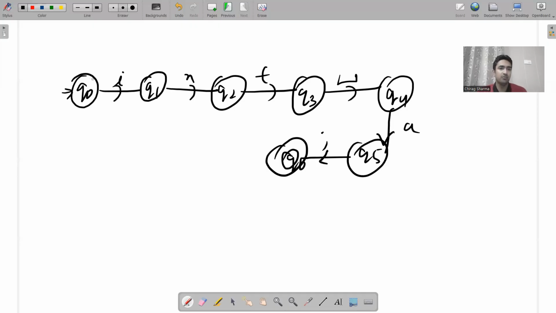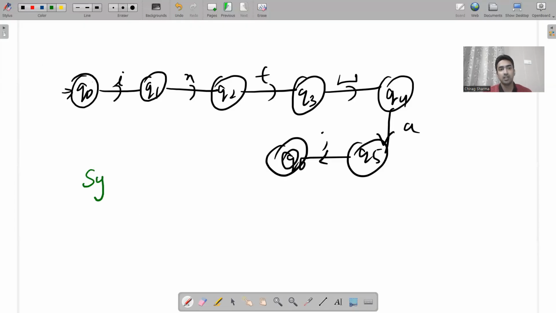The states that you have used are q1, q2, q3, and what are the inputs you have given? At q0, when you give input I, you go to q1. At q1 you give n, you go to q2. Similarly, at q4 you give a, you go to q5. At q5 you give semicolon, you go to q6. So these are all states. That's the representation of automata.